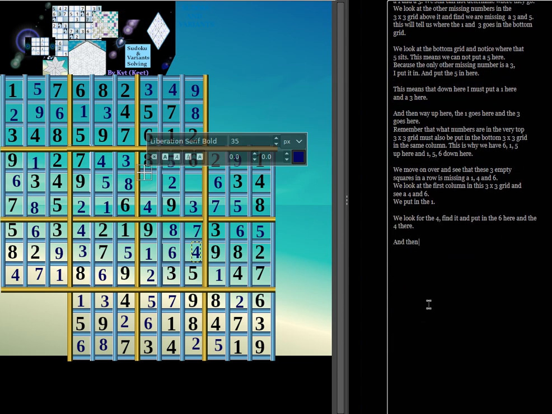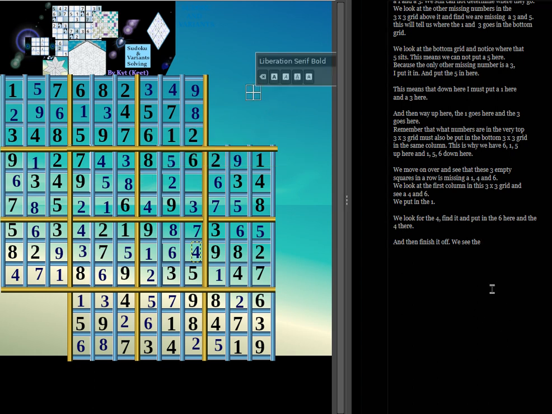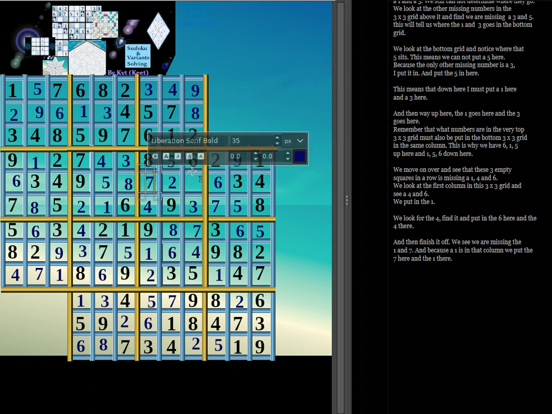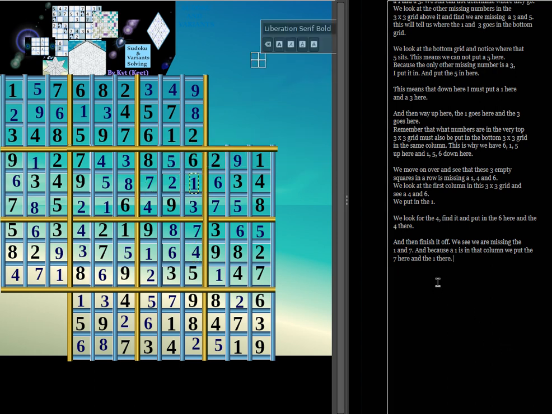And then finish it off. We are missing the 1 and 7, and because a 1 is in that column, we put the 7 here and the 1 there. Notice that we are now done.